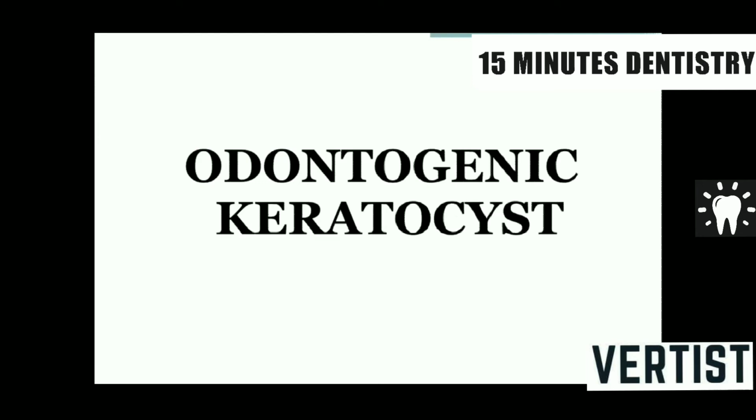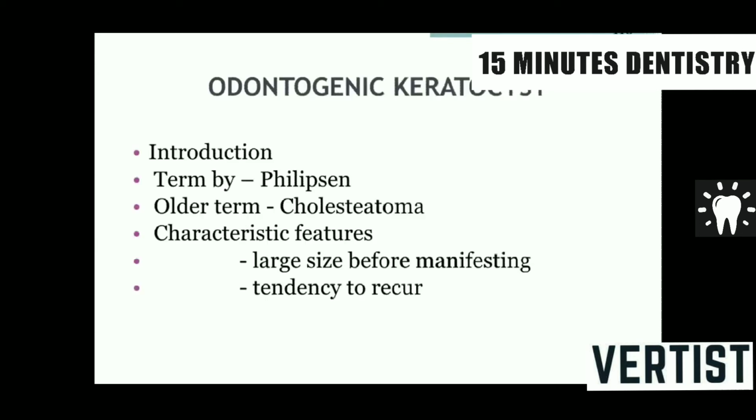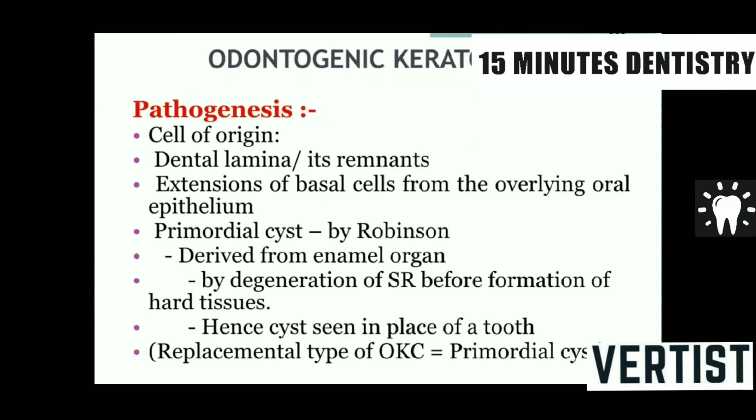Next, odontogenic developmental cyst is odontogenic keratocyst. It is called a keratocyst because this is the cyst which produces keratin on the surface of the epithelium. And again, this cyst is very significant because it has a tendency to recur. So which is the most recurrent type of cyst? So this is the cyst. Odontogenic keratocyst is the most recurrent type of cyst.